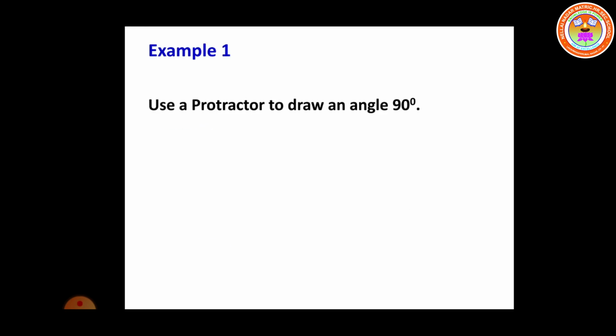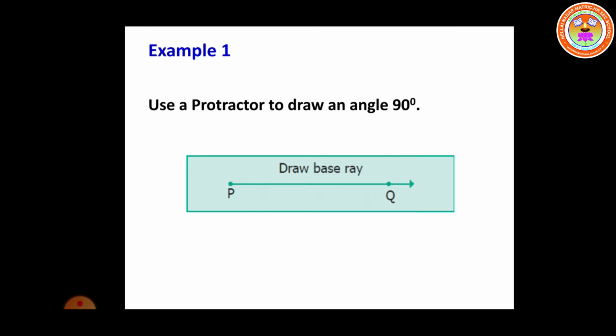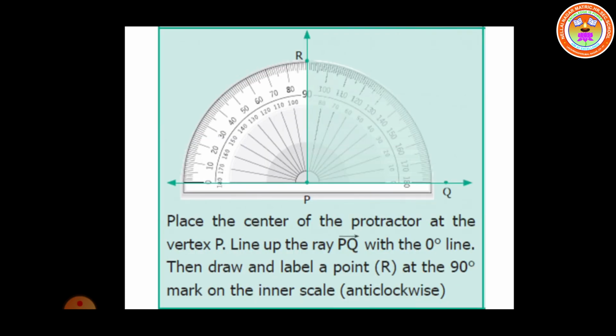Example 1. Use a protractor to draw an angle 90 degree. Let us see. First step is we have to draw the base ray. Then you have to keep the protractor at the baseline. Place the center of the protractor at the vertex P. See the diagram like that, we have to keep the protractor at the vertex P on the center. Line up the ray PQ with the 0 degree line.